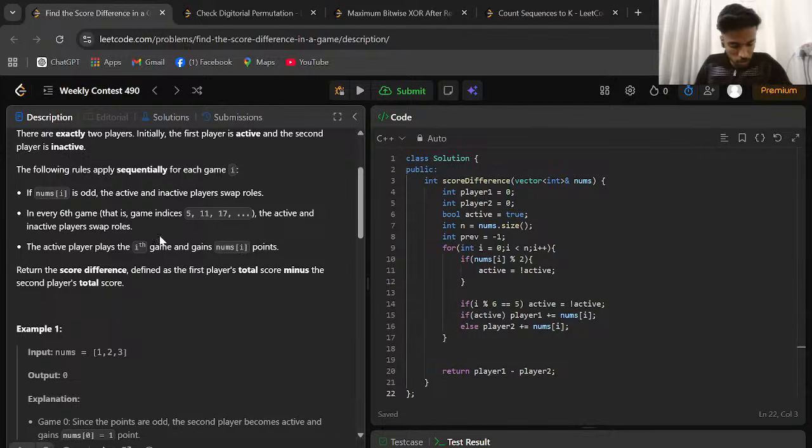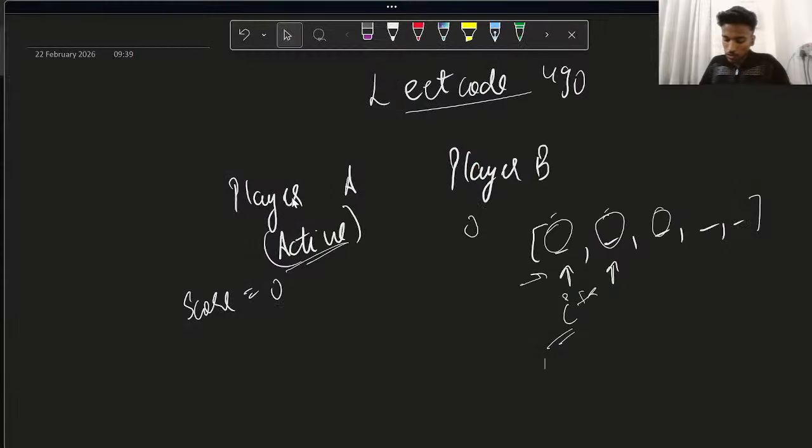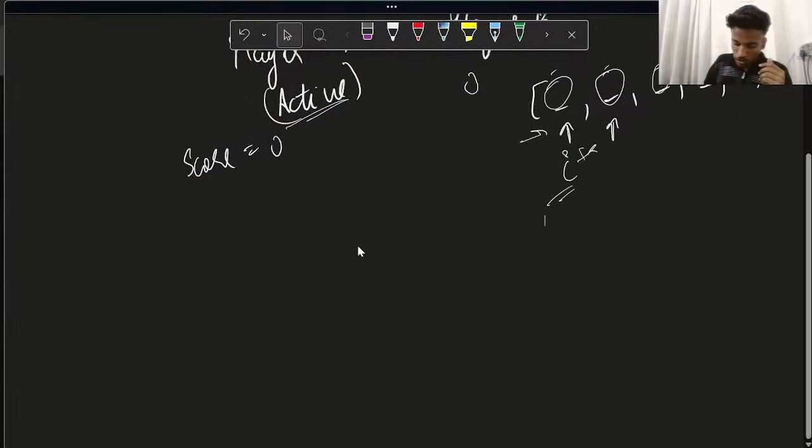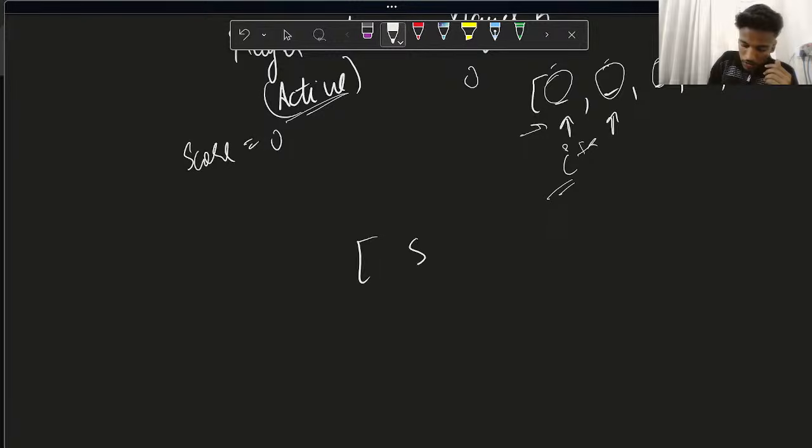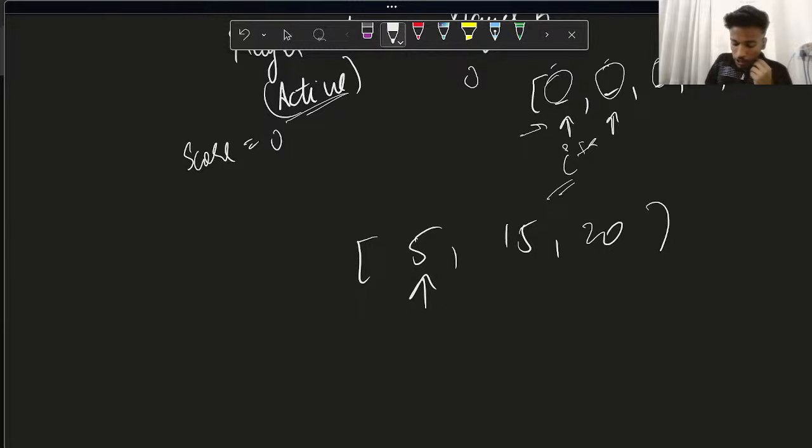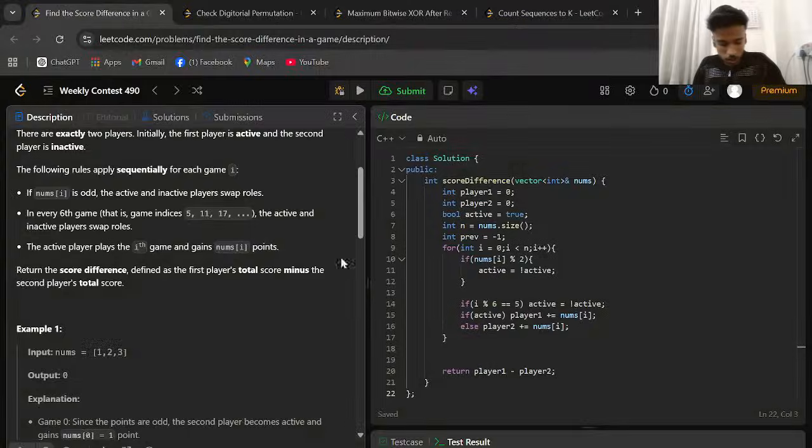So what are the rules? First of all, you have to process these rules sequentially. If nums of i is odd, then the active and inactive players swap roles. Suppose we have 5, 15, 20. Here initially player A was active. Now since this value is odd, the players will swap roles. The active player will now be B. So this is the first rule.